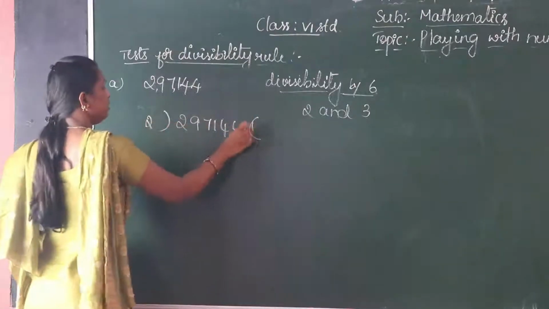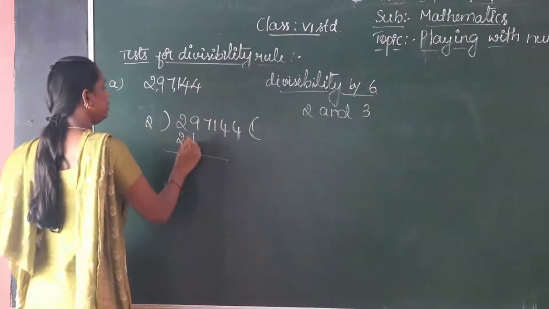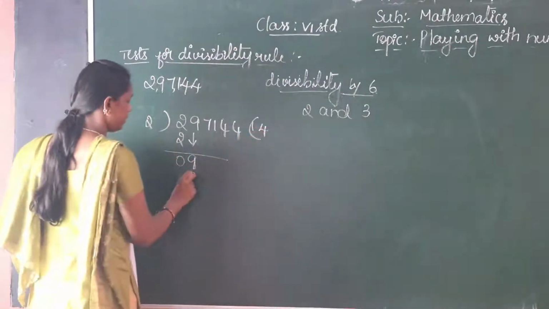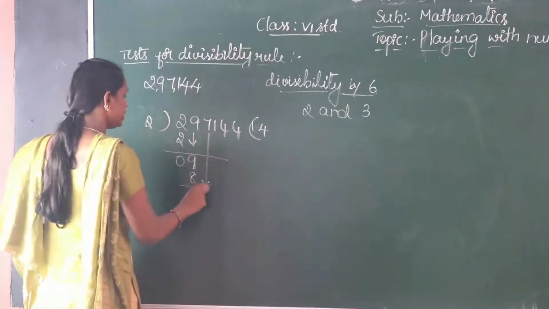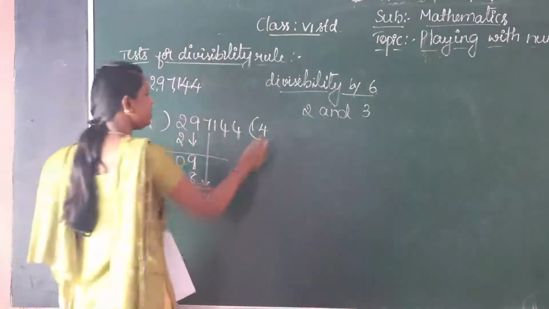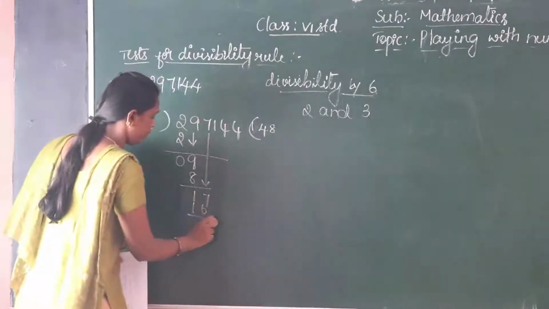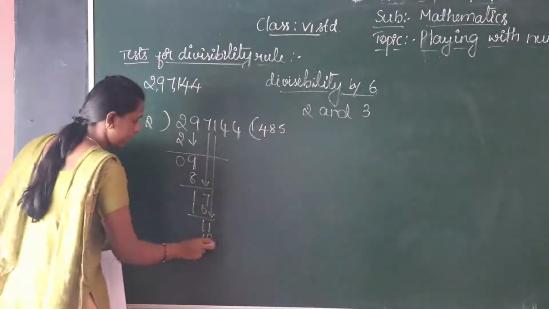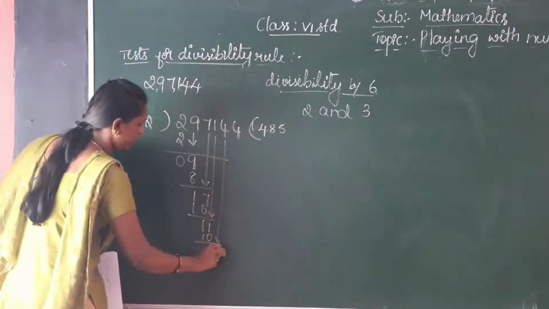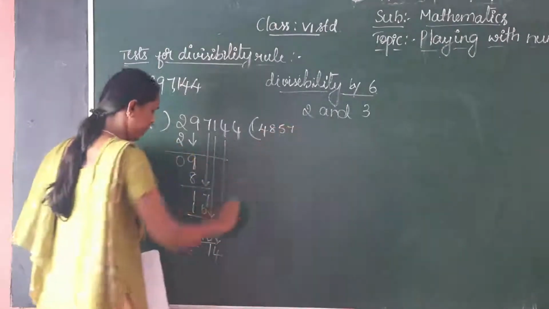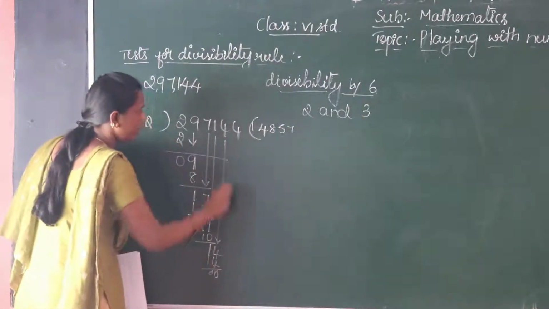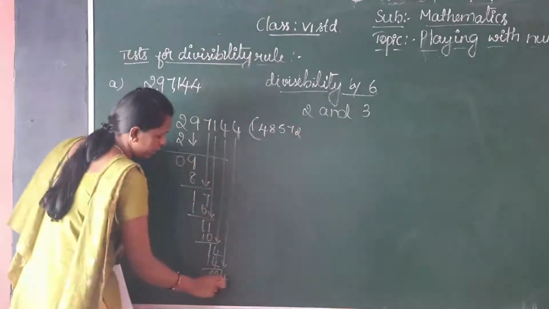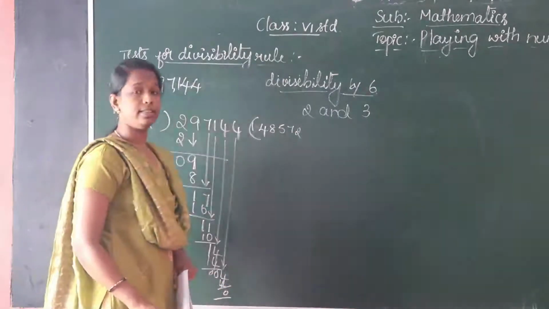2 ones are 2. Remainder 0. Take 9 down. 2 fours are 8. Remainder 1. Take 7 down. 2 eights are 16. Remainder 1. Take 1 down. 2 fives are 10. Remainder 1. Take 4 down. 2 sevens are 14. Remainder 0. Again take 4 down. 2 twos are 4. So the remainder becomes 0. And then we check whether it is divisible by 3.